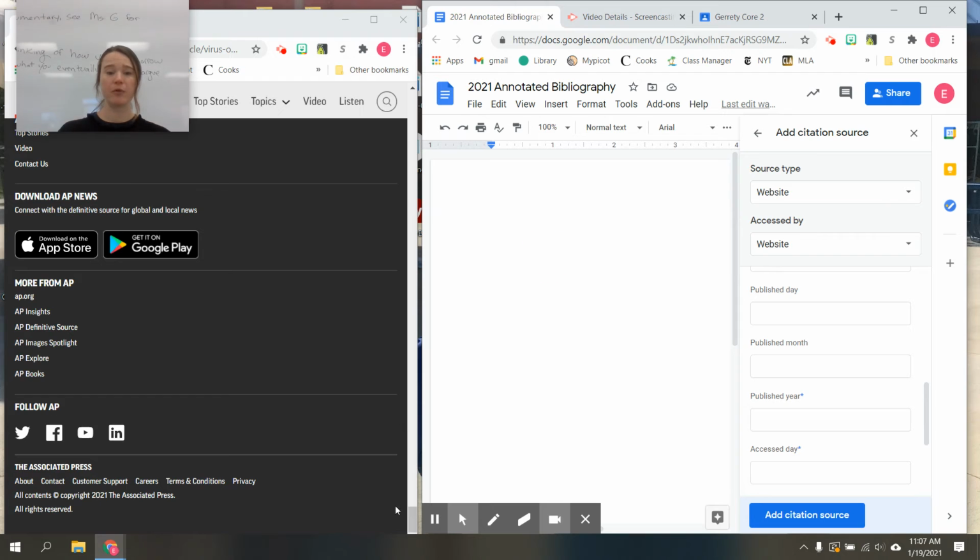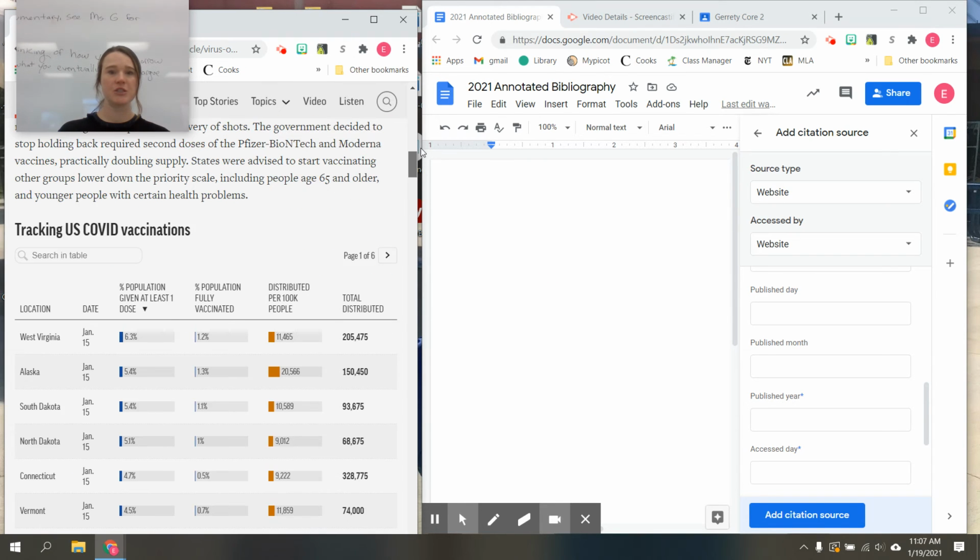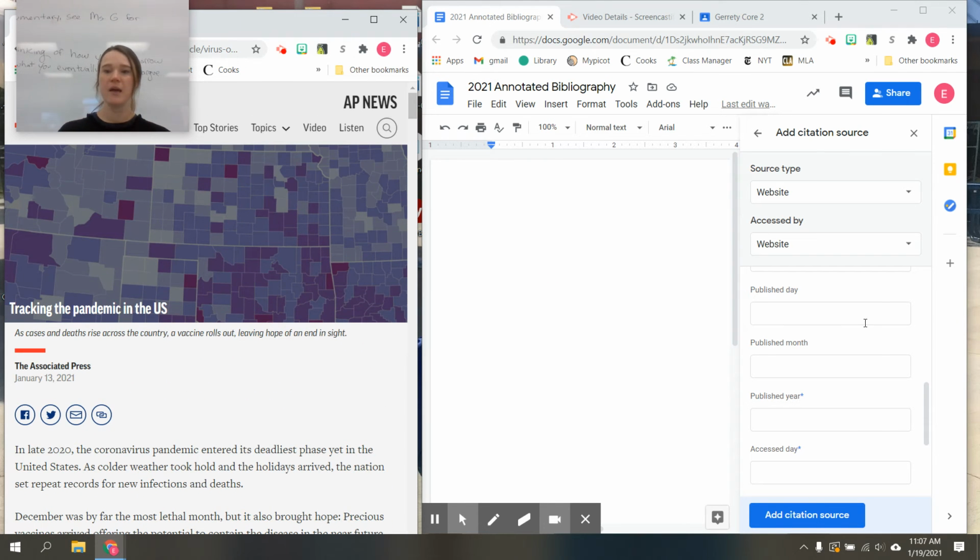I happen to have both because this is a recently published newspaper. So this is the 13th, January 2021. If for some reason I have multiple copyright years, pick the one that is the most recent. And again, if all you have is the year, no worries. That's all you have.